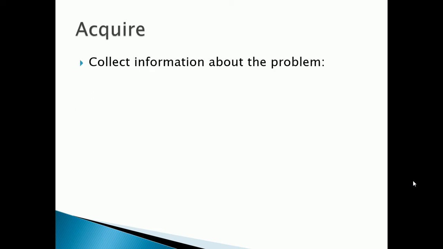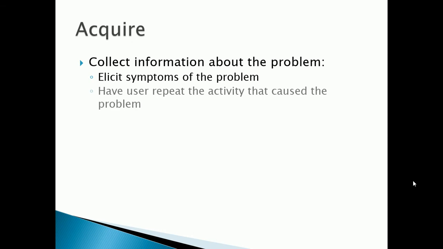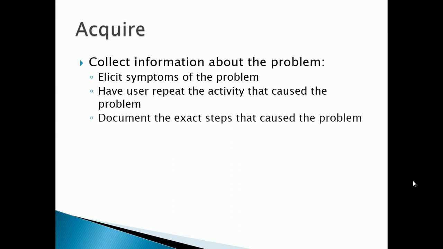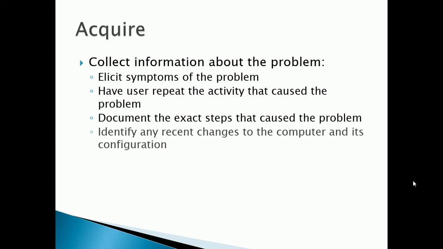So what do we mean by that? Under acquire, we are collecting information about the problem. We're trying to get symptoms of the problem from the users. What error message did you see? Is it repeatable? Can I see it happen again, can I see the same problem over and over again? That helps me identify what's causing it. Document the steps that it takes to cause the problem. Are there any recent changes to the system or the configuration that could have caused this problem? We always want to make sure that we're documenting any changes to our systems over time so that we can use that to help figure out if it caused an issue. And any error codes that the user sees.